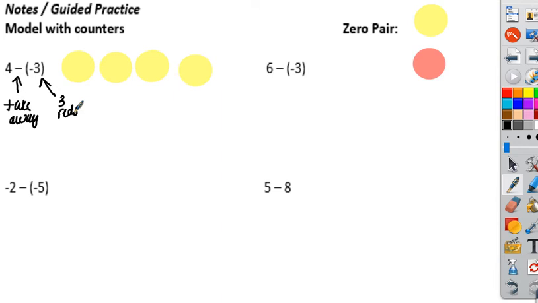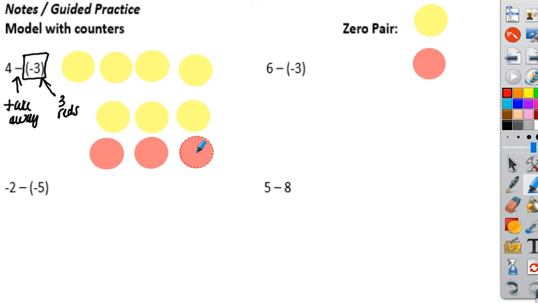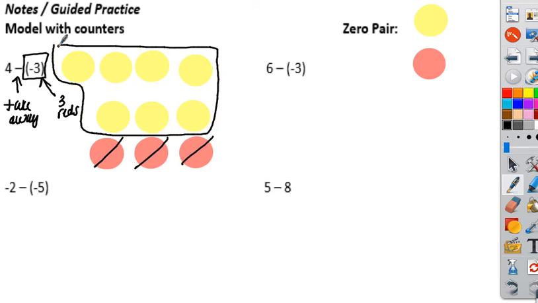So I'm going to take this 3 and I'm going to create or add in 3 0 pairs. So let's go 1, 2, 3. If I add in yellows, I can't just add them in because I want to. I have to justify it. So when I add in 0 pairs, it's really a 0 value, right? But now, since you added in those 3 0 pairs, can you now physically remove or cross off on your paper 3 reds? And your answer should be yes. And then now you can see that I have 7 yellows, so my answer is a positive 7.